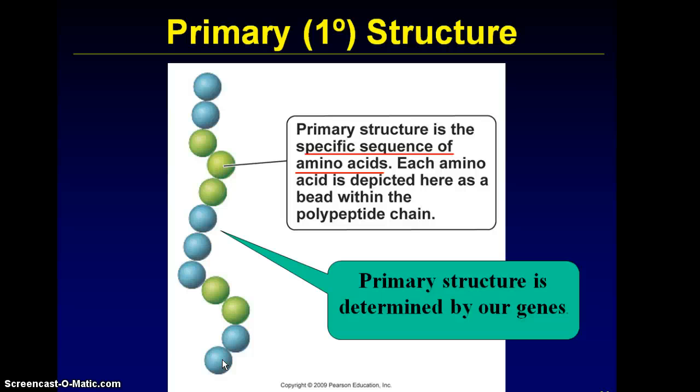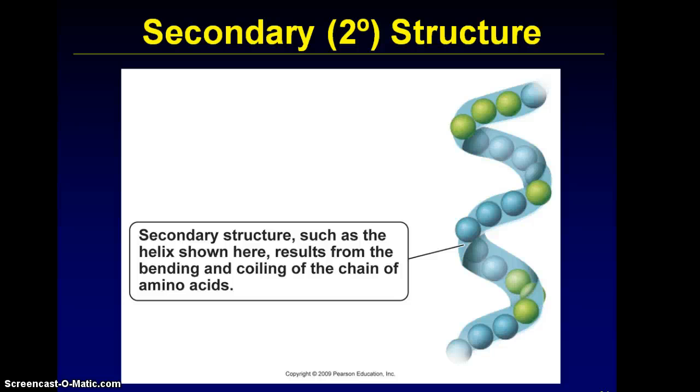This primary structure is actually influenced or dictated by our genes. So our genetics, which is found within DNA, code for how to build proteins. And we'll look at that a little bit more in semester 2. The secondary structure is when that long chain, that primary structure, starts to form sort of a helical structure into itself, and that's known as the secondary structure of the protein.